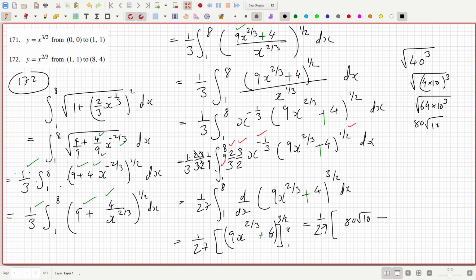80 root 10 minus, and then if I put the 1 in, 9 plus 4 is 13 to the power 3 over 2. I don't really think there's much to do with that. 13 to the power 3 over 2, so that'd be 13 root 13. Oh, nice. So finally, we get (80 root 10 minus 13 root 13) over 27.